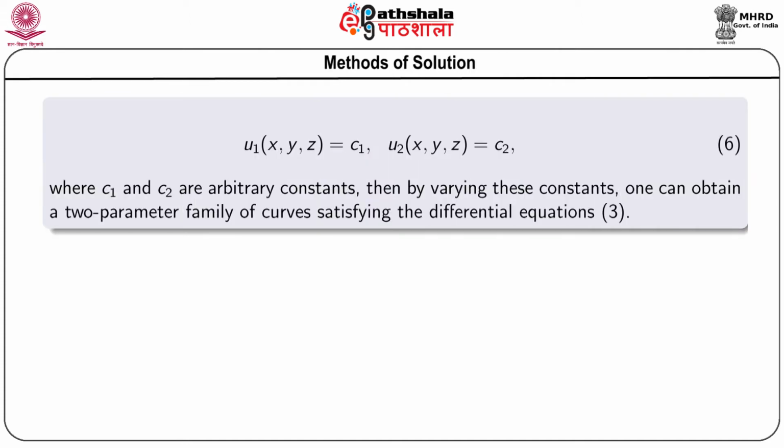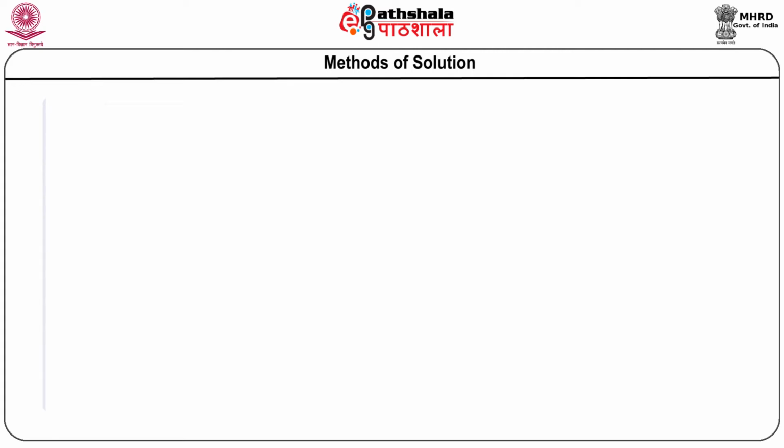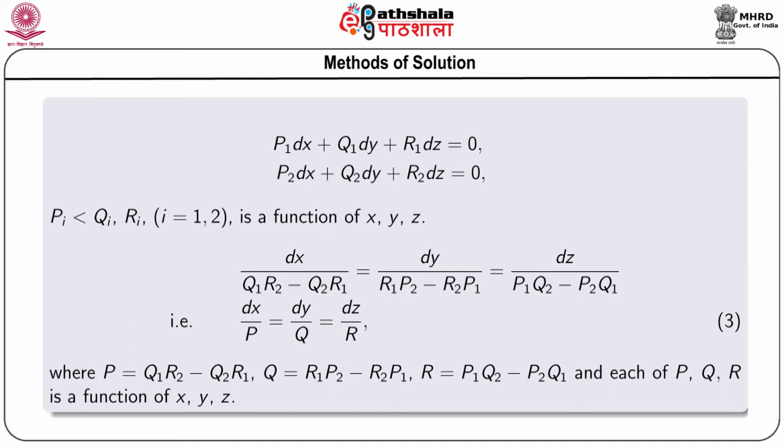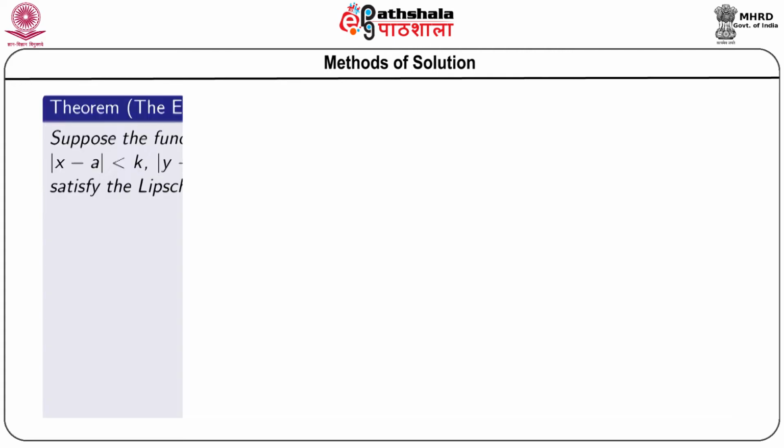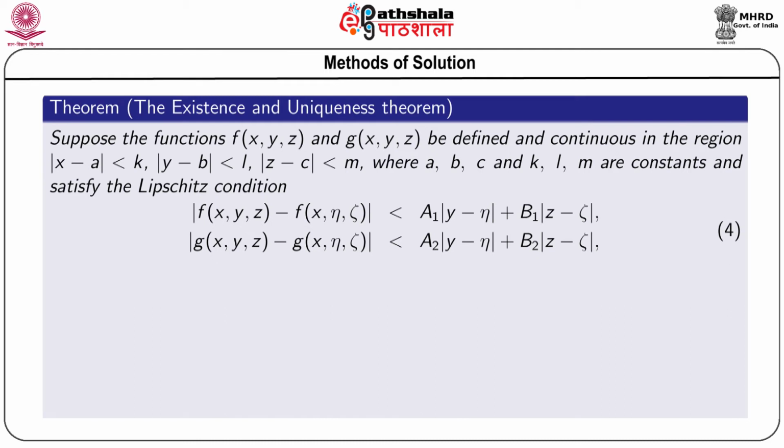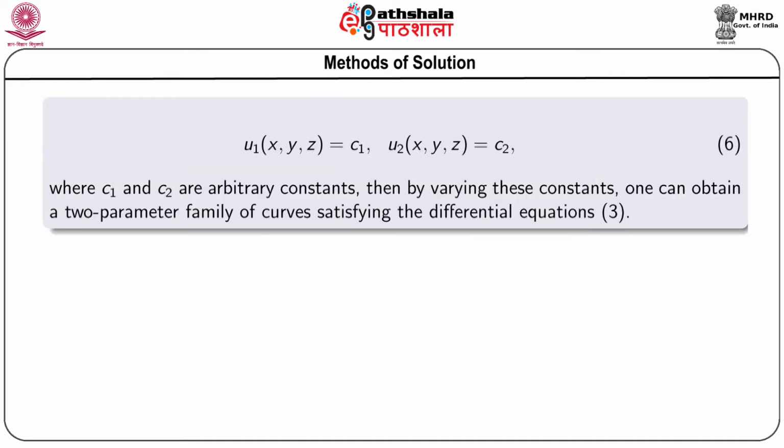Now, we shall discuss different methods for finding the solution of a simultaneous equation. If we go back to representation 1 of the simultaneous equation, and take the first two ratios, dx by p equals dy by q, suppose this equation is solvable, then we will get a relation of this form: u1 of x y z equals C1. Now, if we take the second and third ratios, that means dy by q equals dz by r, then we will get another relation u2 of x y z equals C2.